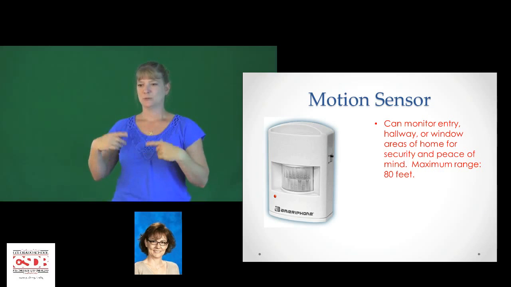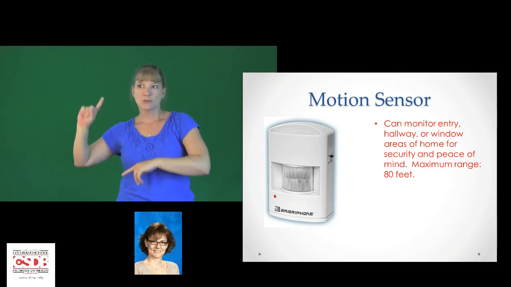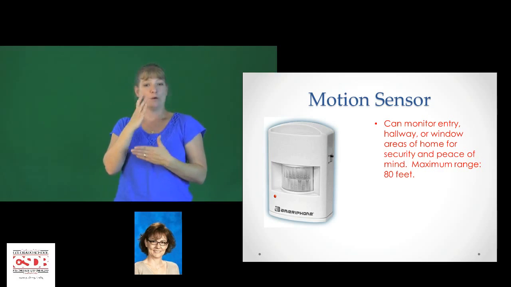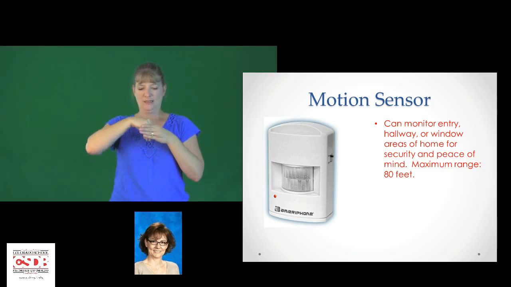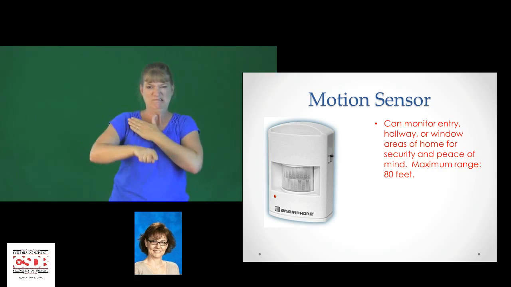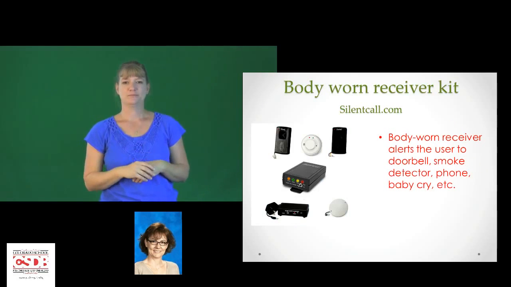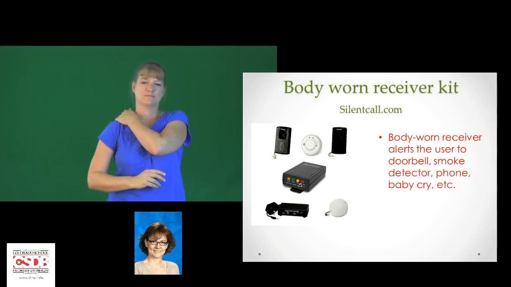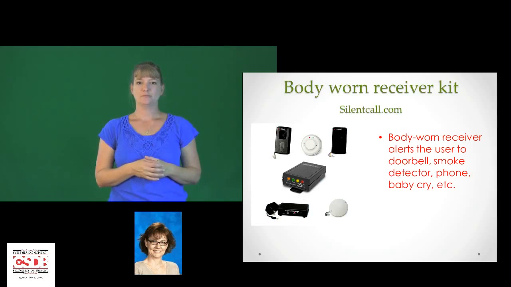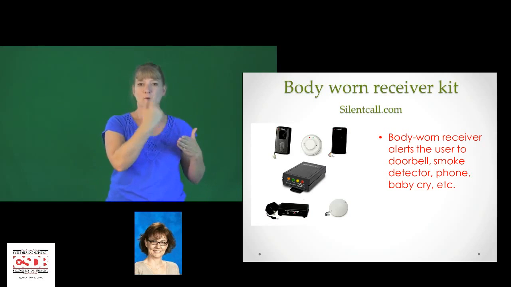They might place them in the backyard, and so they know if an intruder is in the backyard. Or some people place them inside the entry hallway of their home, so they know if someone has broken into their home. And there are body-worn receivers that will vibrate in response to a baby cry or a doorbell or smoke detector.